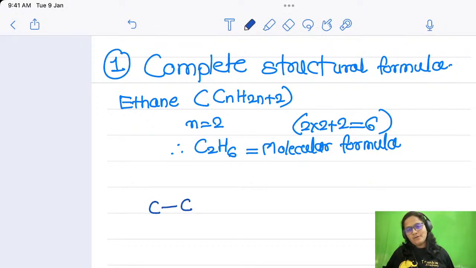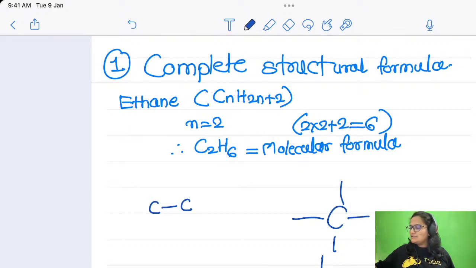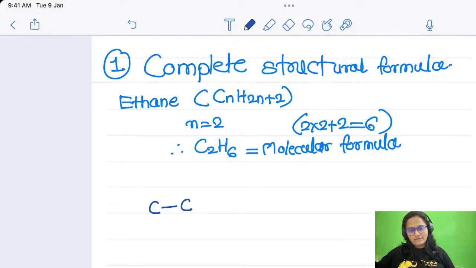Always remember, in organic chemistry, carbon is a tetravalent atom. Tetravalent means it should always be surrounded by 4 lines. The 4 lines can be in many combinations; there is no restriction. This is correct, this is correct, this is correct. The point is we should have 4 lines surrounding the carbon atom in its structural formula. 4 lines stands for tetravalent, so the valency of 4 is satisfied.